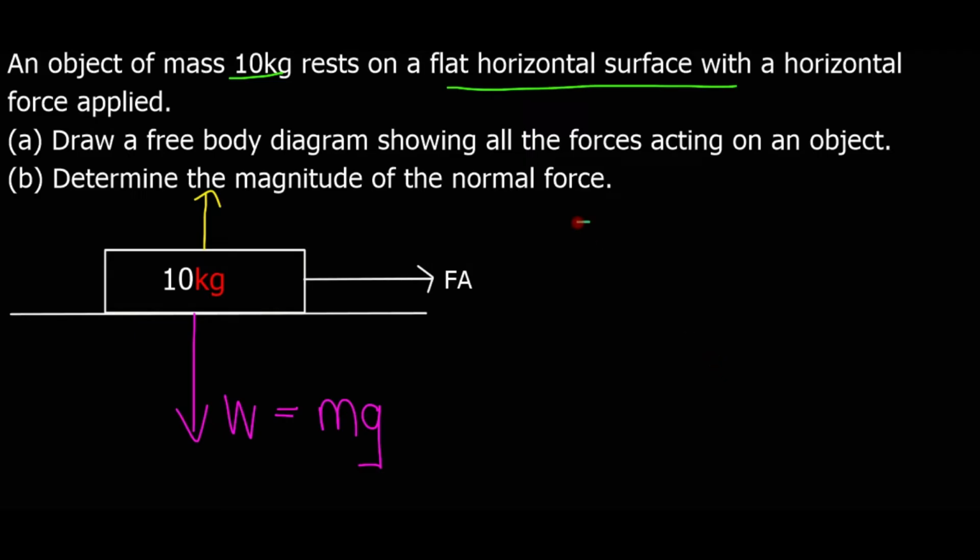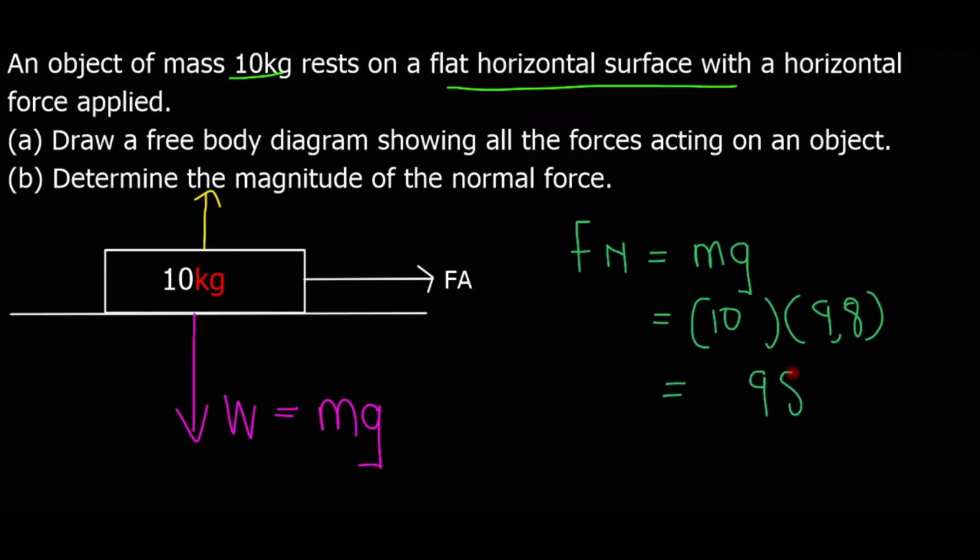What we know is that, for this object, the normal force equals the weight. Fn equals the weight. So remember W equals mg. To find the normal force, we take 10 times 9.8. So our answer is 98 newtons.